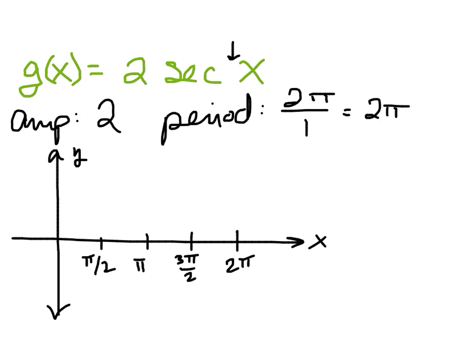Now, what is the reciprocal of secant? Cosine. Right, so I'm going to draw a cosine curve. So 1, 2 up, here's my amp. 1, 2 down, there's my amp. Where does the cosine start? Does it start at the amp or does it start at the midline?